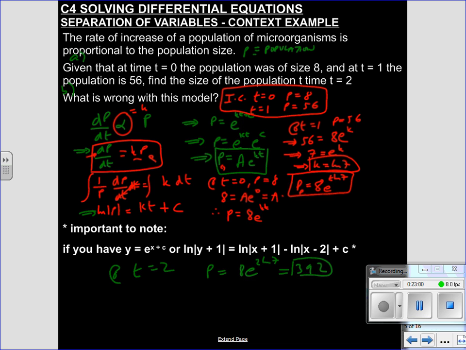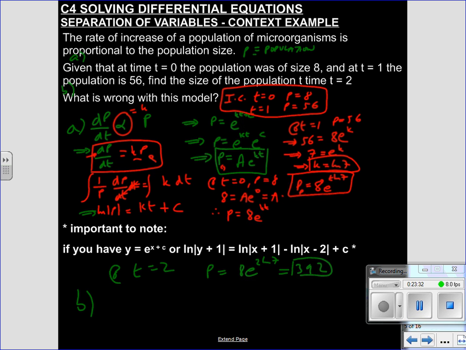But what about this part B? What's wrong with this model? And this is what differential equations is all about. I mean, you're trying to model real life situations with equations, and if your equations don't match the reality of what's going on in real life, then your equations are a waste of time. We are trying to model the world. The world is not trying to meet our models, is it? So what's wrong with this model?